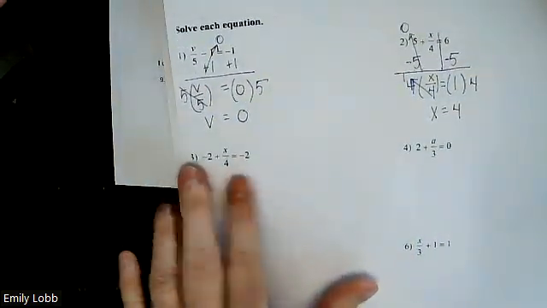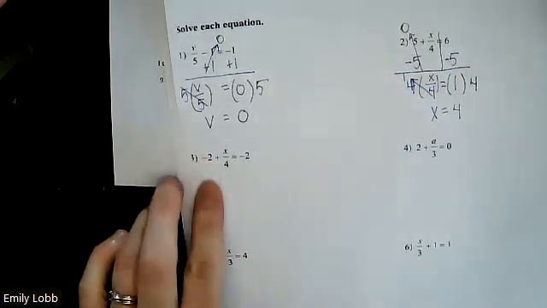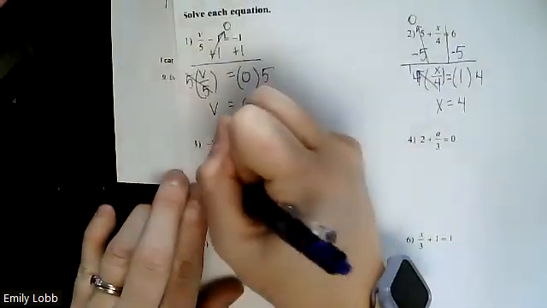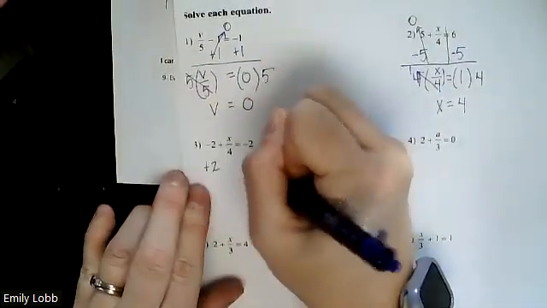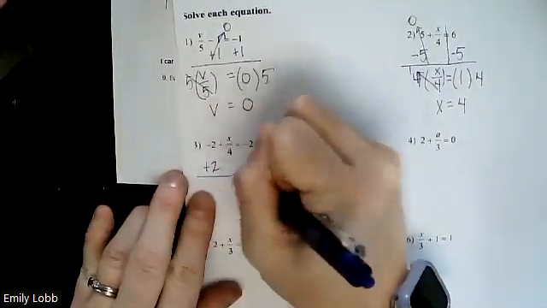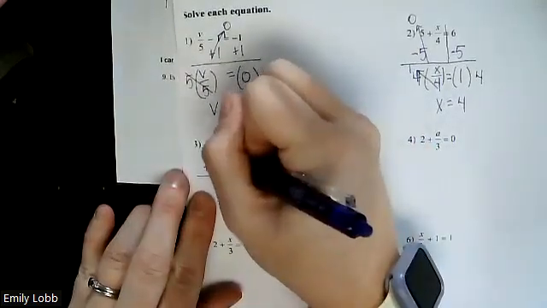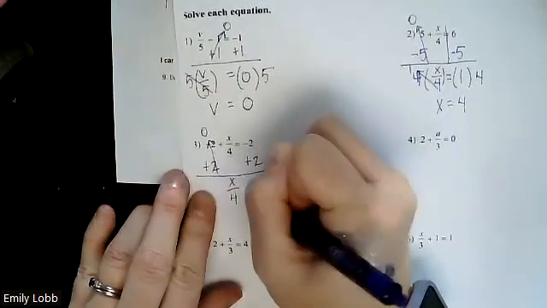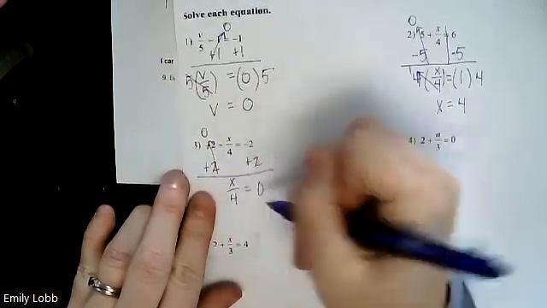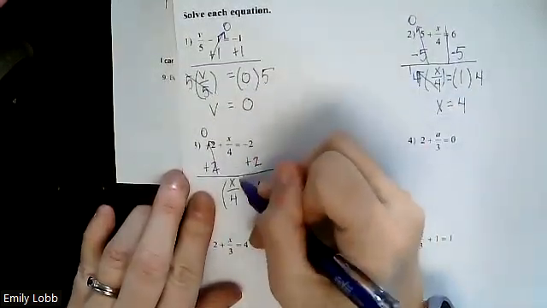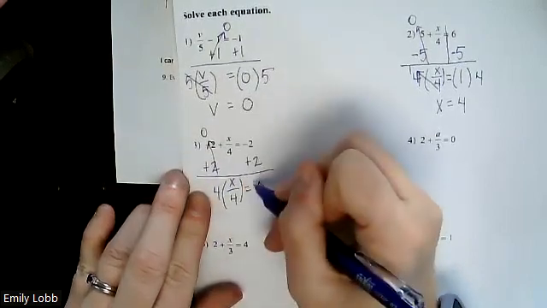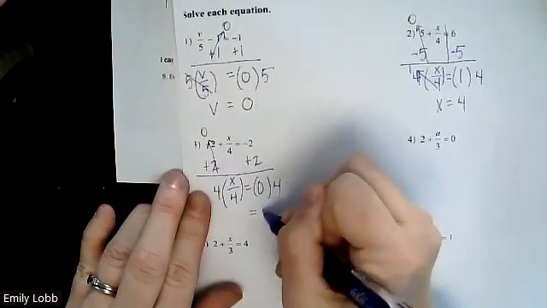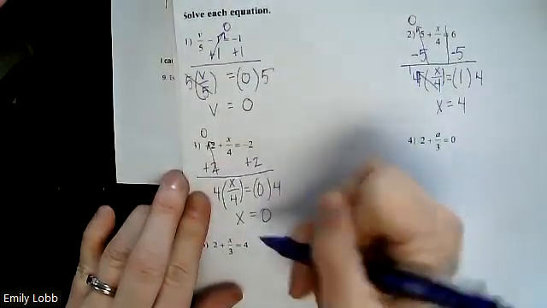All right. I have to get rid of -2. How do I do that? Add 2. What's going to happen again, just like number 1? This becomes 0. X over 4 is equal to 0. Again, anything times 0 is 0. So we know x equals 0.